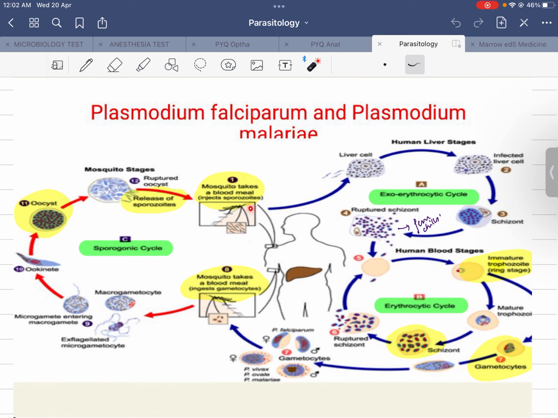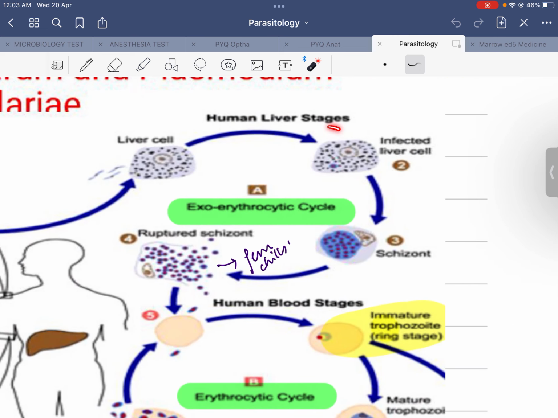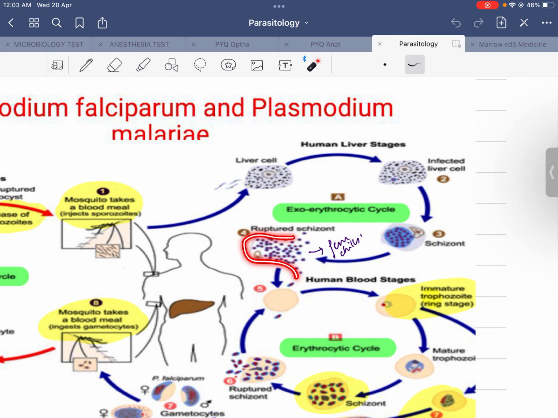So when the mosquito takes a blood meal, it is injecting the sporozoites. So the infective stage for man is what? It is the sporozoites. Okay, so sporozoites are injected. Now these sporozoites go to the liver cells. In the liver cells, they'll infect the liver cells, they'll form the schizont. Now whenever the schizont ruptures, you have the symptoms of malaria like fever and chills.